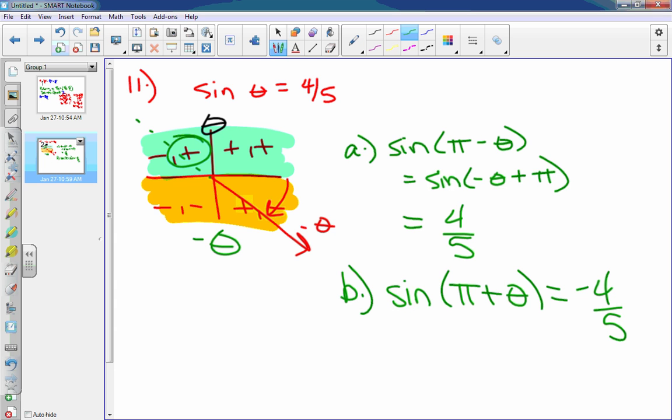Okay? Now, I don't want you to focus on problems 11 and 12 as much as I want you to really focus on problems 7 through 10. Because problems 7 through 10 are really, really important for you to understand.